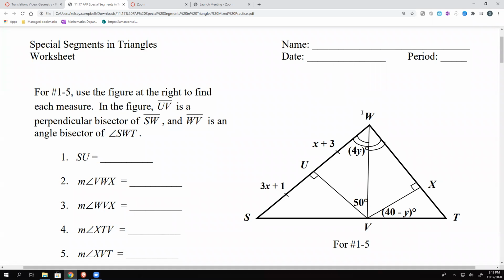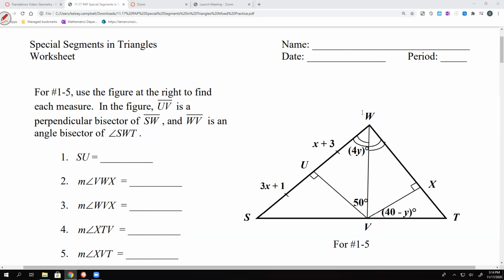All right, so this is going to be our test review. So let's get this. All right, so here we go. It says for 1 through 5, use the figure at the right to find each measure.